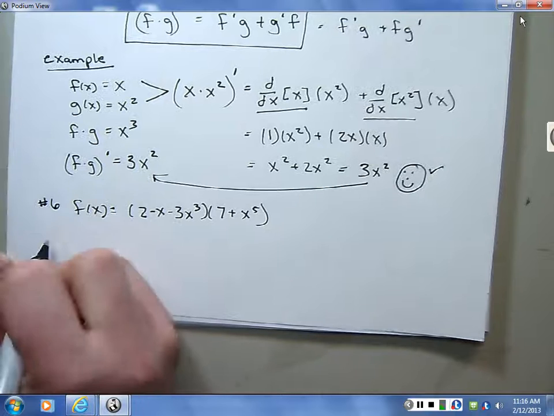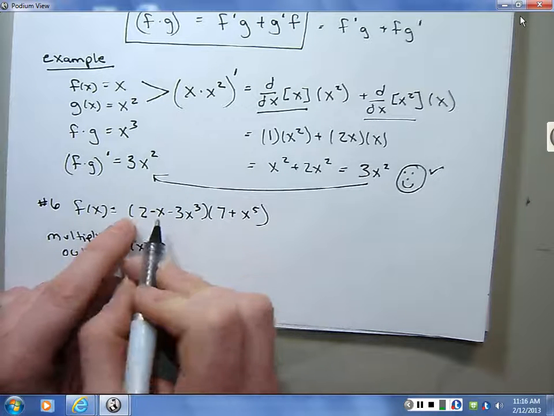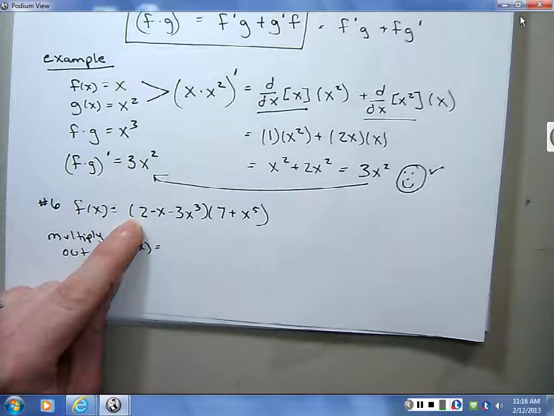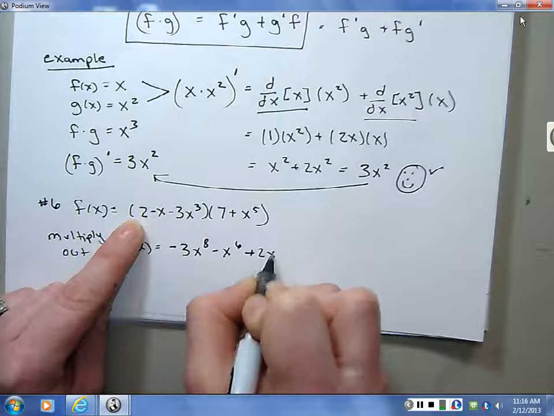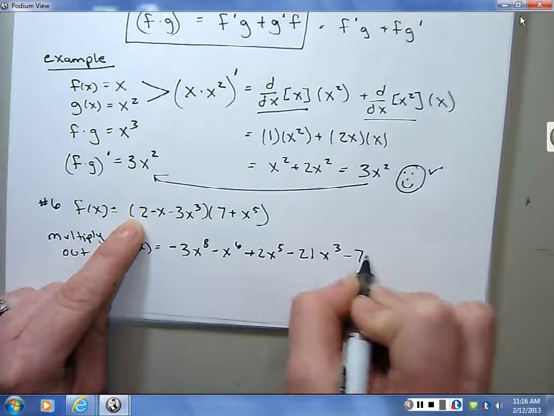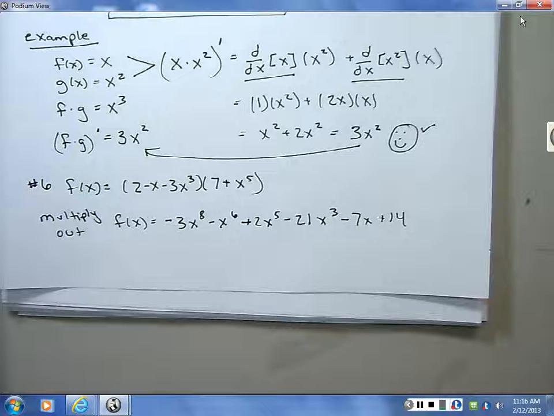So by multiplying it out, what do we get when we multiply this out? I end up with minus 3x to the 8th minus x to the 6th plus 2x to the 5th minus 21x cubed minus 7x plus 14. This is just a nicer version of it because you can see I'm going to end up with 6 terms. So I have 2 times 7, that's plus 14. 2 times x to the 5th, that's 2x to the 5th. They're all there. It's just a nice order where I had the highest power of x out front and then in descending order. So does everyone agree, everyone can see where that comes from? I just expanded it and then I wrote it nicely.